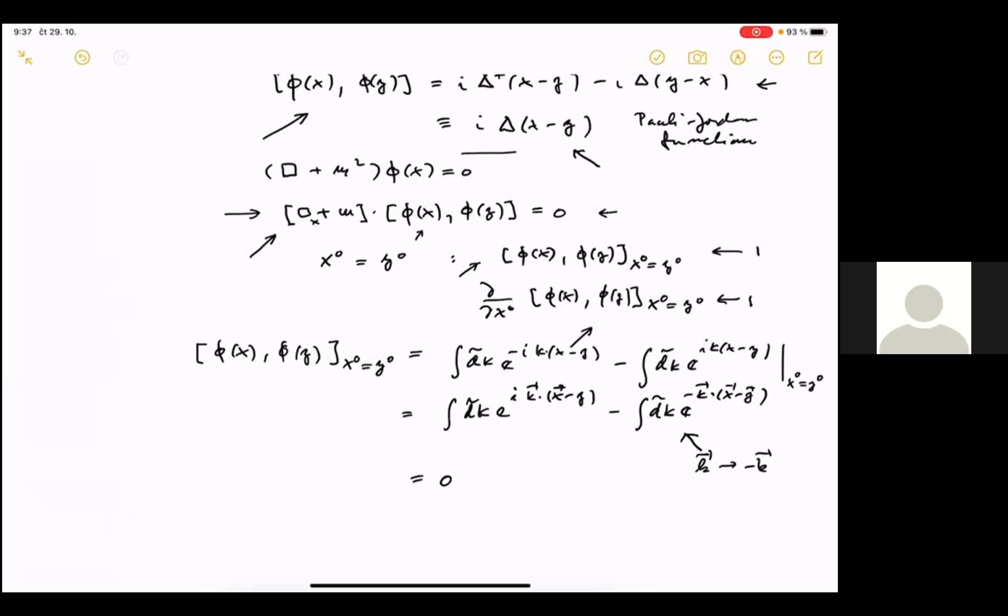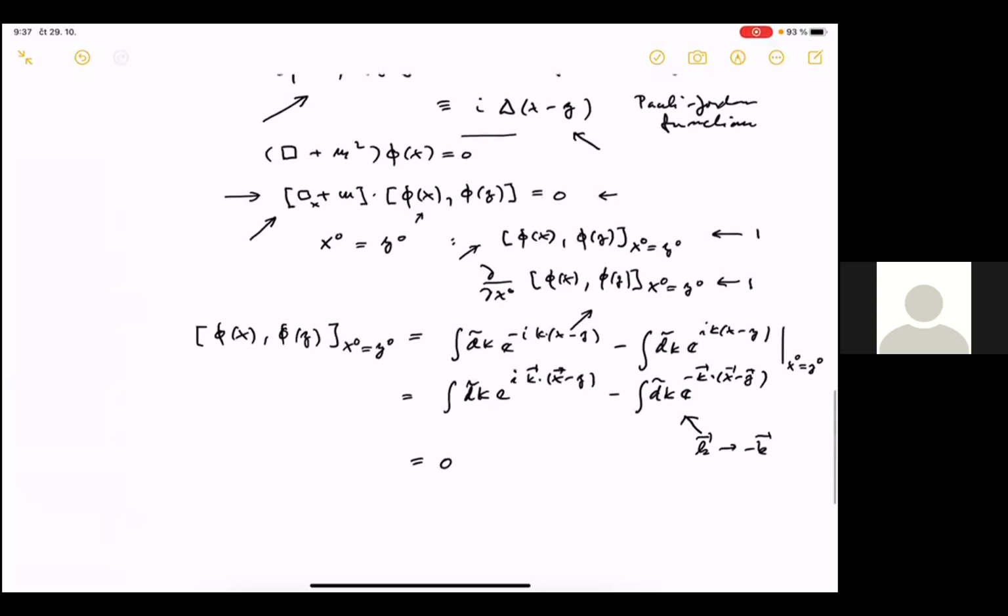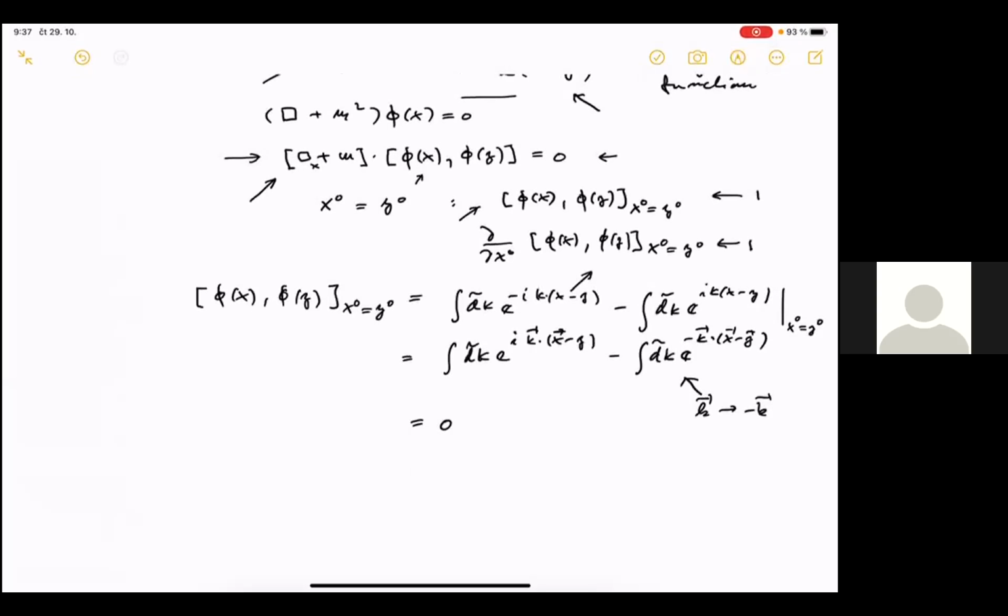So this is one of the canonical commutation relations. And let us now calculate the second one. Therefore, let us calculate the time derivative with respect to x⁰.